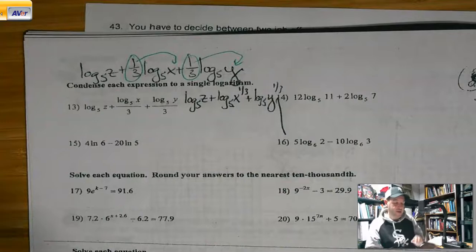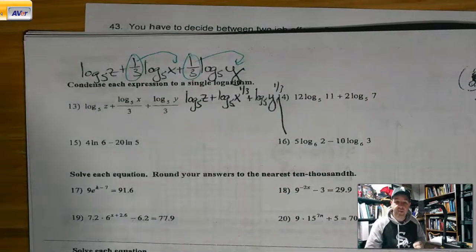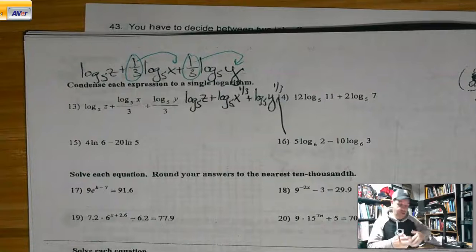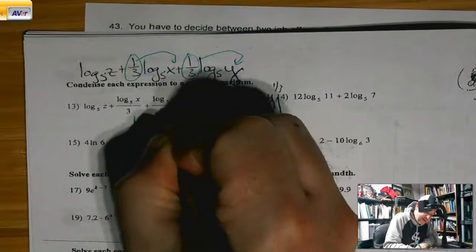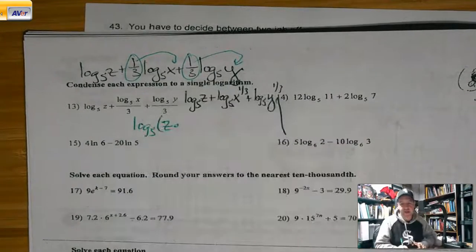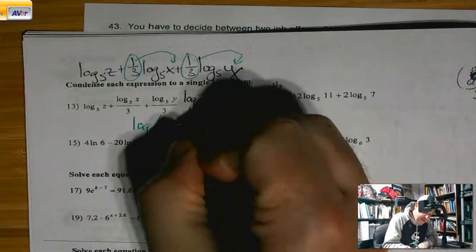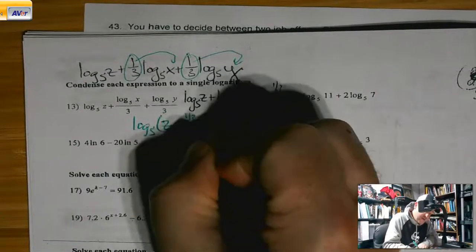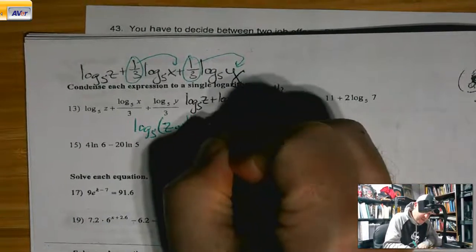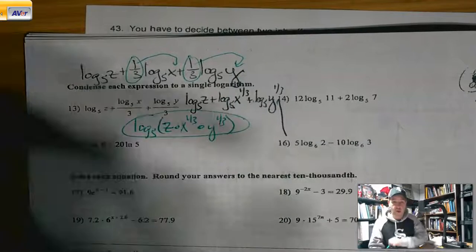Now, we don't have any division because that was basically just our exponent here. So add becomes multiply, and we want to smash this together into one logarithm. So log 5z times, you don't have to put the multiplication dot in because we assume it, but I'm just doing it for visual effect here. X to the 1/3 times y to the 1/3. One logarithm.